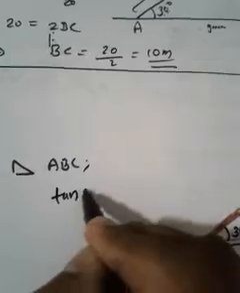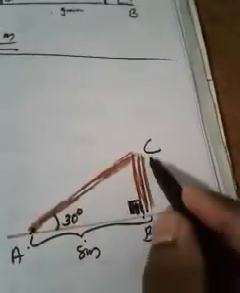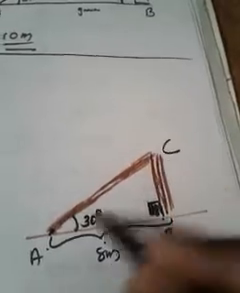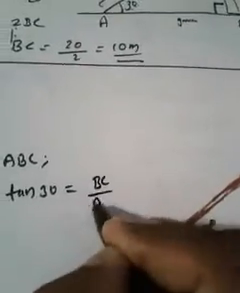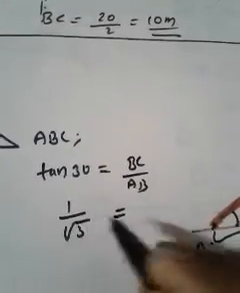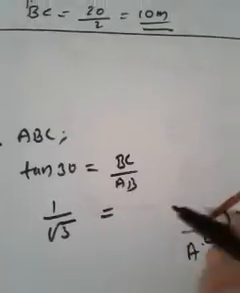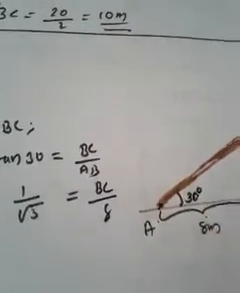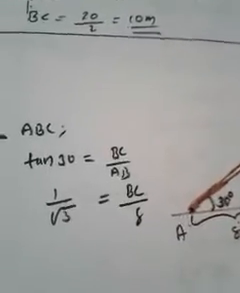So how can you connect opposite and adjacent? By using the ratio tan. Tan 30 is opposite by adjacent. In the figure, opposite to 30 is BC, adjacent to 30 is AB. So of course it is BC by AB. And the tan 30 value is 1 by root 3, because we have used it many times. BC is not given, let it be like that. AB is given as 8 meters.